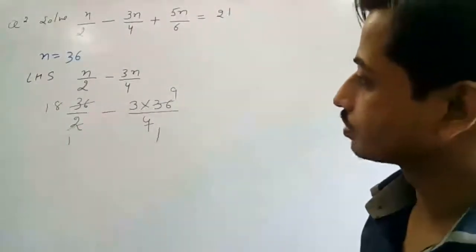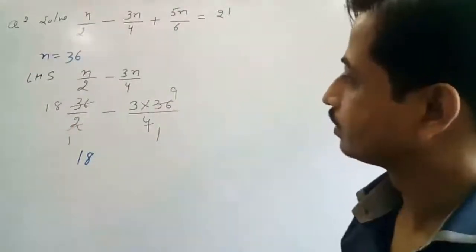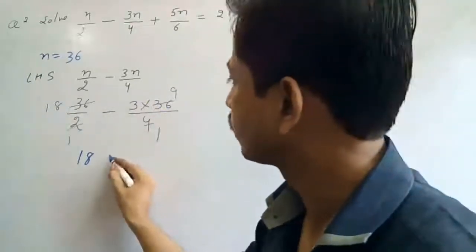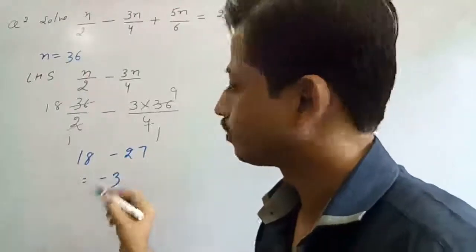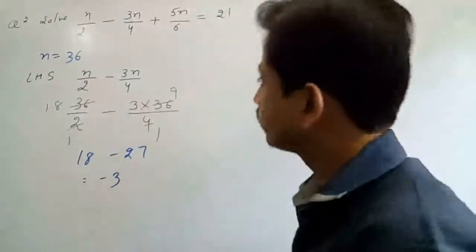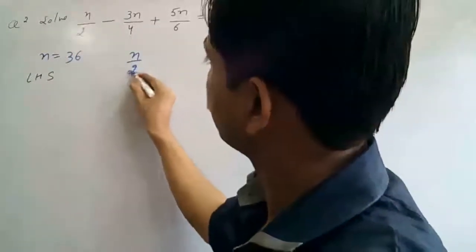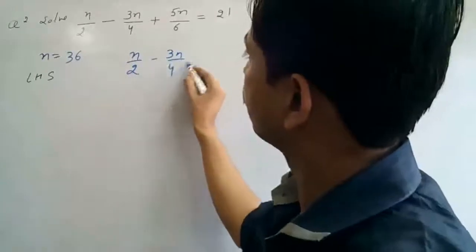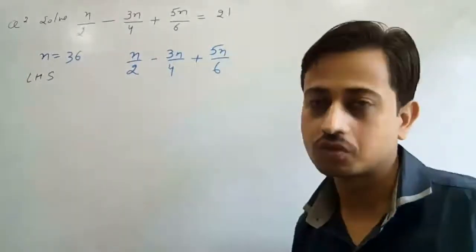So now write all the terms. What do we get? Here we get 18. Here we get 3 into 9, 27. So what we will get? Minus 3. Sorry, please make a note first. What we did, we took half of the side, not the complete side. What's our left hand side? Our left hand side is this, complete: n by 2 minus 3n divided by 4 plus 5n divided by 6. I forgot the third term also.